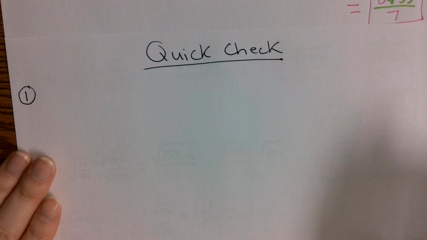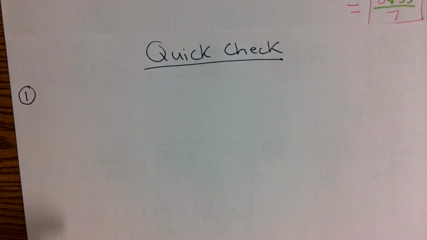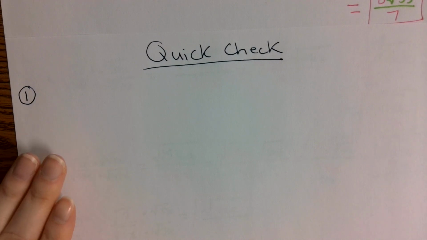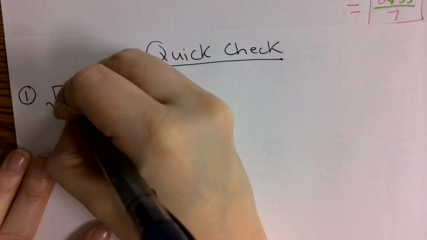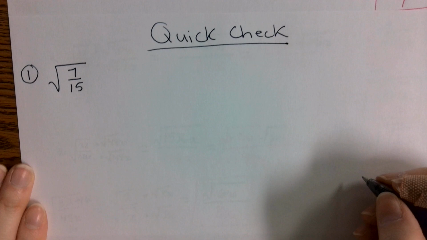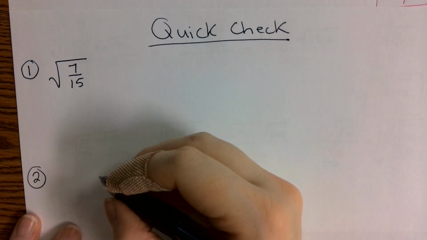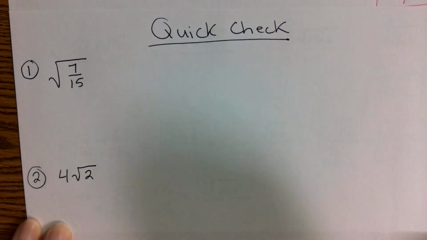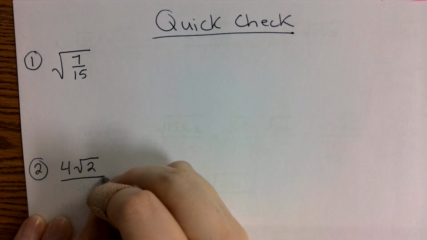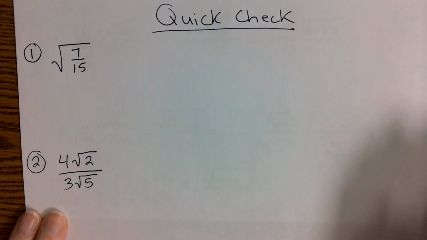I'm just going to give a couple of examples, some of them with just numbers and some of them with variables. So for problem number 1, we're going to do the square root of 7 over 15. Problem number 2, let's try this one out. Let's see how you do with this one. 4 square root of 2 over 3 square root of 5. I want to see how you guys do with that.